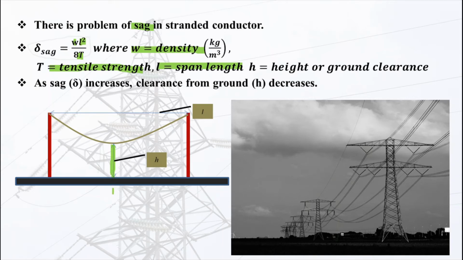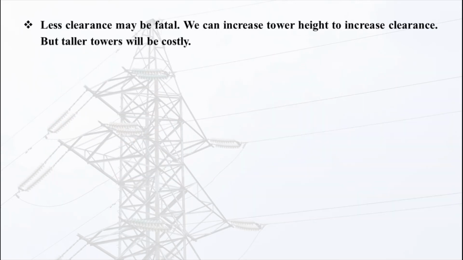Now, when sag increases, it means the conductor makes more curvature, a larger radius of curvature. It results in a decrease in ground clearance. We can clearly see that when this curvature increases, the ground clearance decreases. This less ground clearance is very dangerous because it is fatal for us and the animals living around us. So how can we increase the ground clearance? This is our main concern.